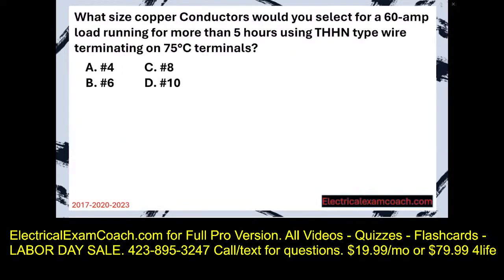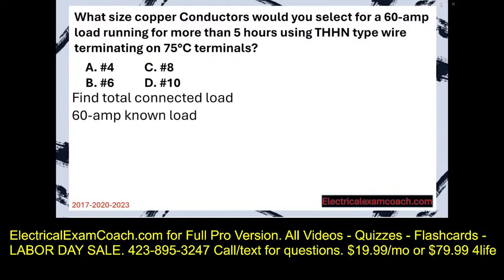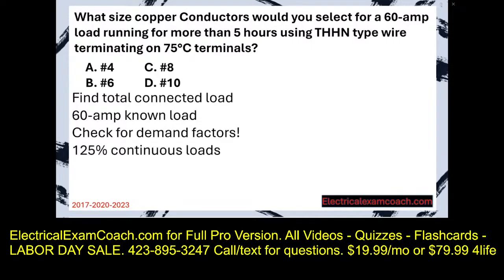What size copper conductor would you select for a 60 amp load running for more than 5 hours using THHN type wire terminating on 75°C terminals? Step 1, find the total connected load. Well, our starting known load is going to be 60 amps, but we must check for demand factors. When we find out that it's going to be a continuous load, we need to remember to do our 125% rule for continuous loads.